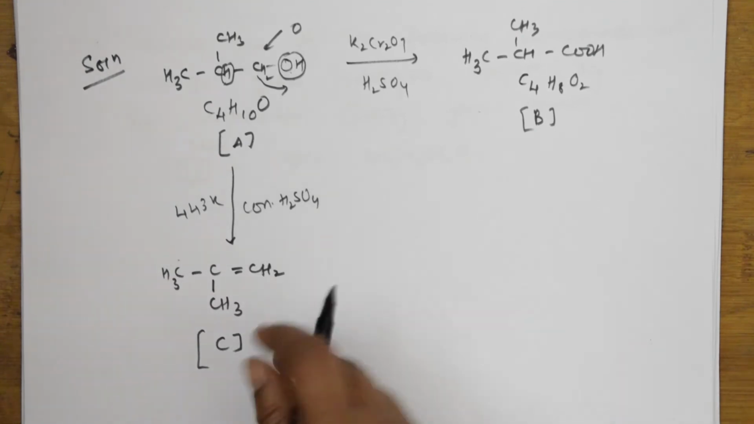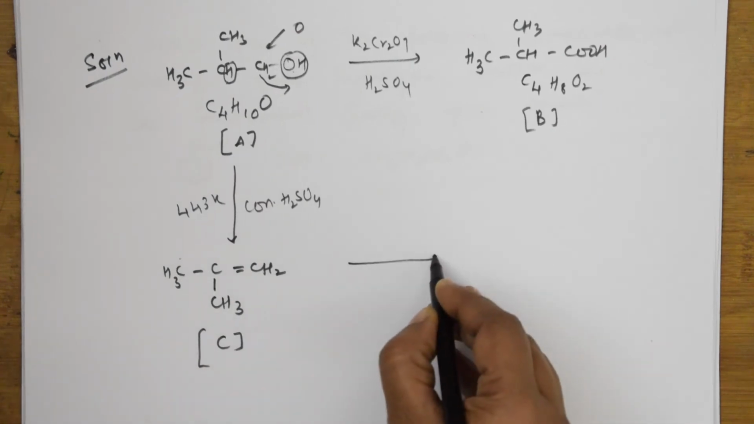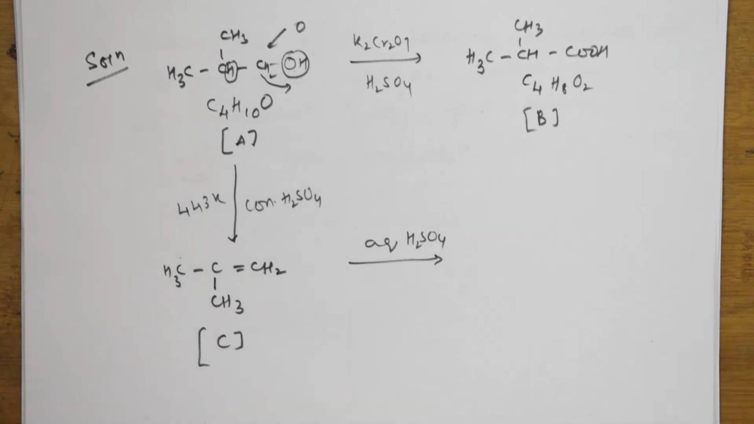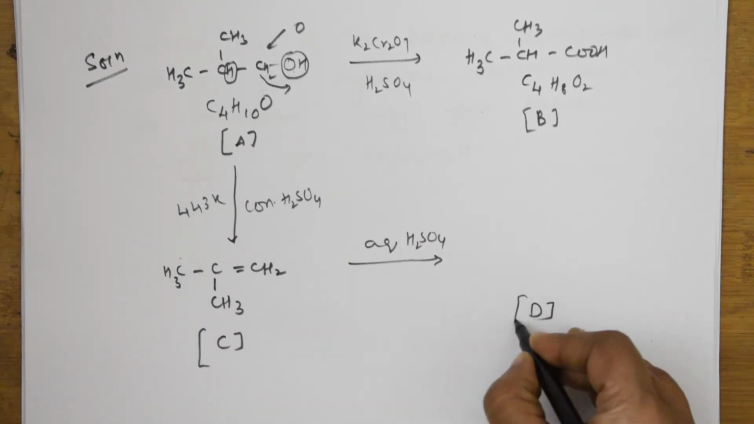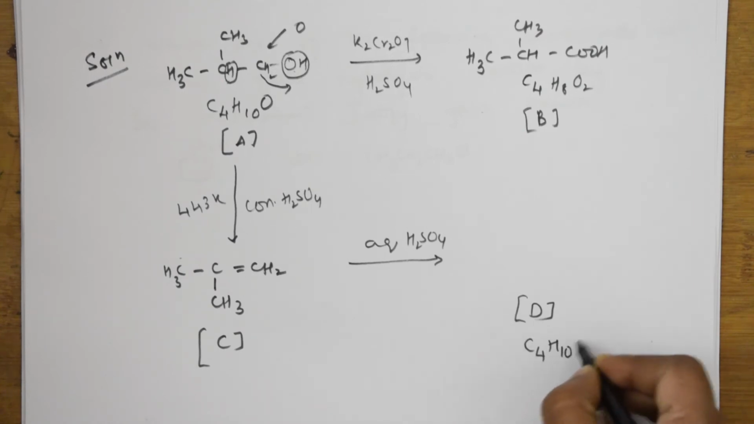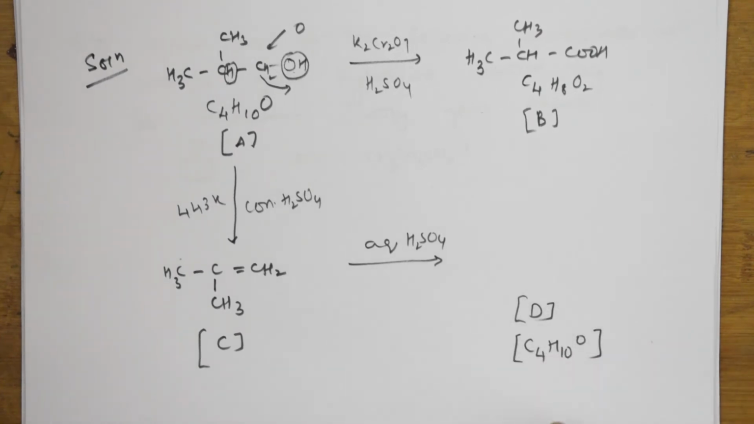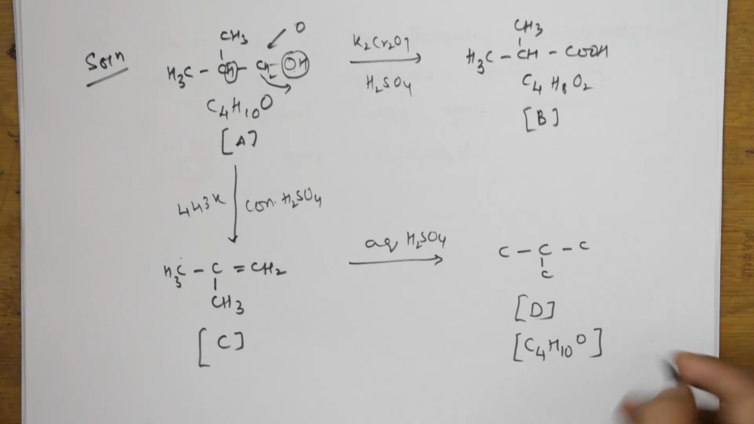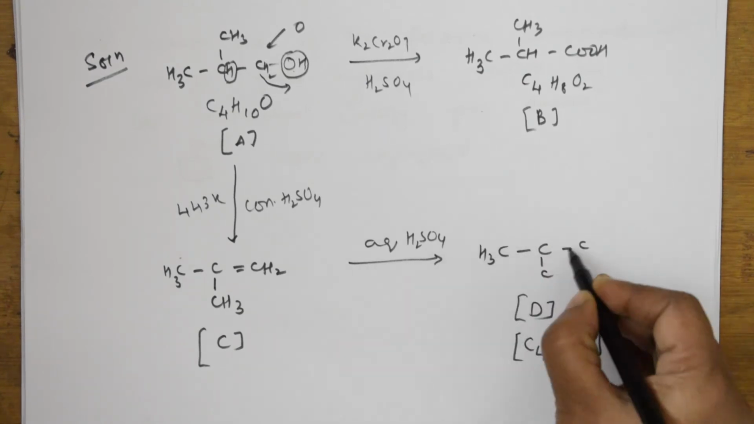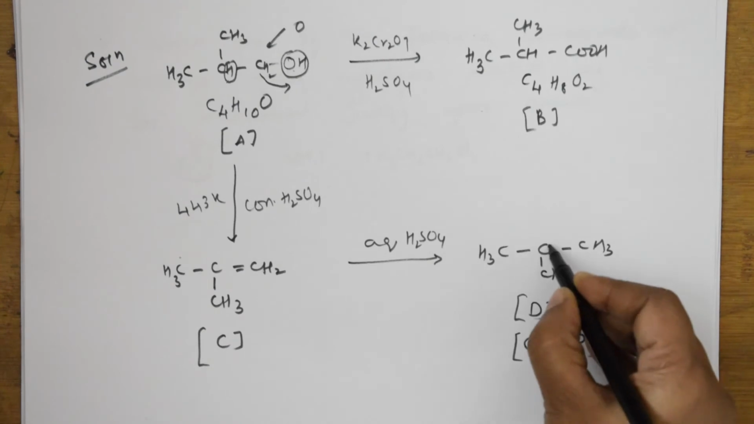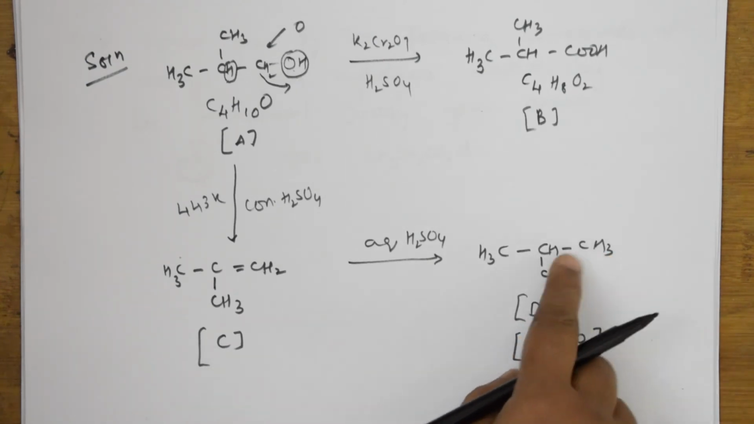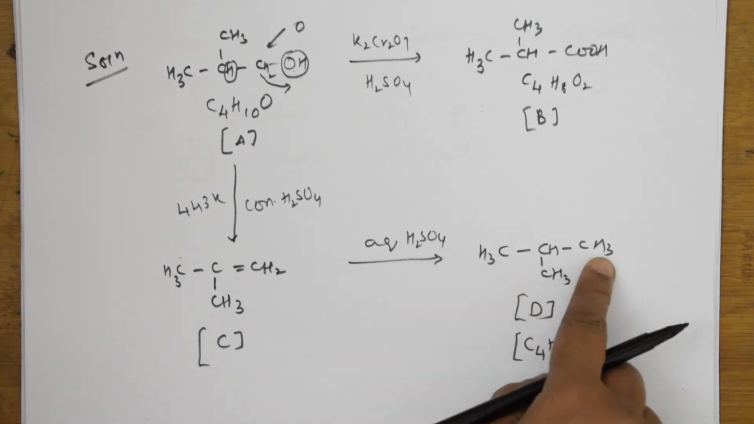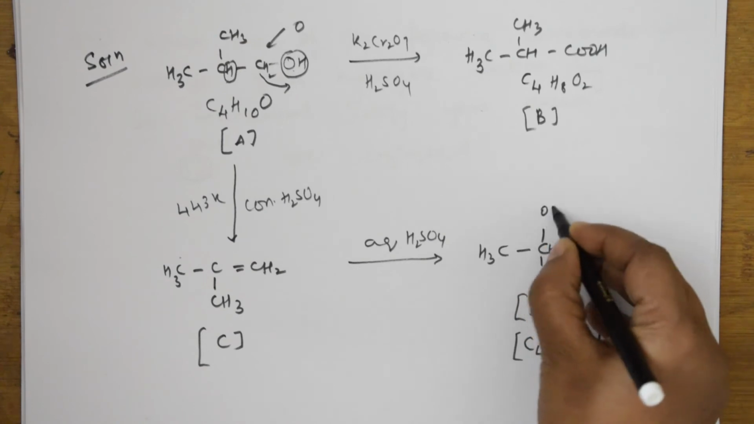Done. Then treatment of compound C with, what did they say? Aqueous sulfuric acid, aqueous H2SO4. It gives compound D, and they said the formula for compound D is C4H10O. This is the formula. Is it C4H10? Let us write C4, 1, 2, 3, 4. Right? Then fill in the hydrogens. CH3, CH3. This is CH3 and this is CH. Now how many? 3, 6, 9, 10. So done. One oxygen less. No, it is 3, 6, 9 only. So there should be one more hydrogen, which I'll write as an OH group. Done.